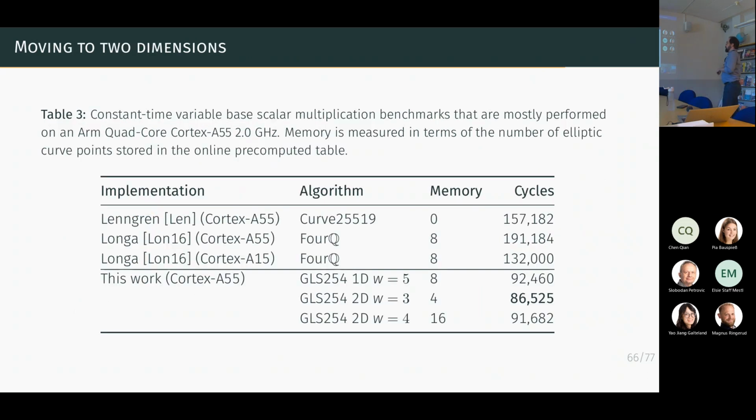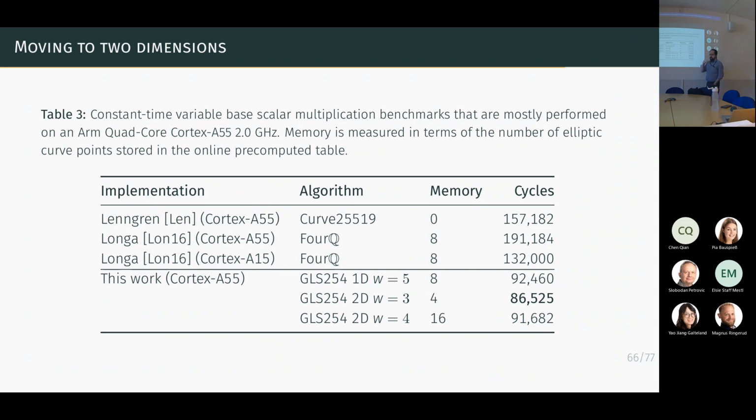Numbers, is this more efficient? So we implemented this on both ARM v8 and Intel, and I'm comparing against previous work using prime curves. So this is curve 25519, the most efficient we could find online on ARM.